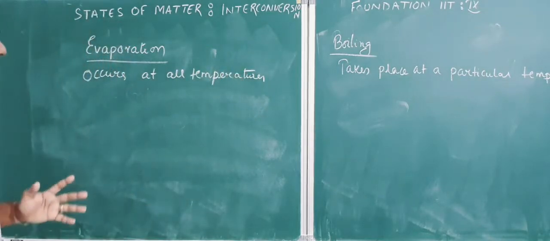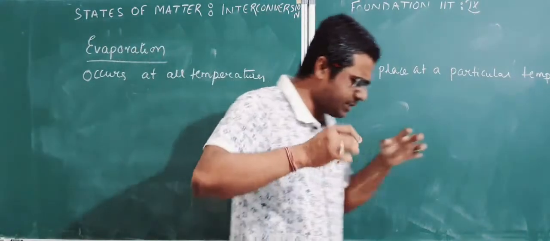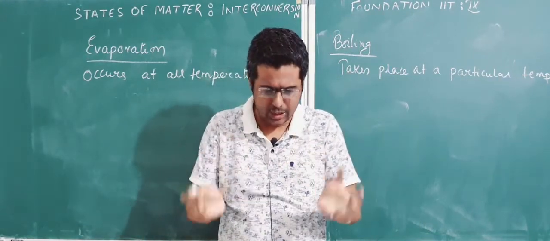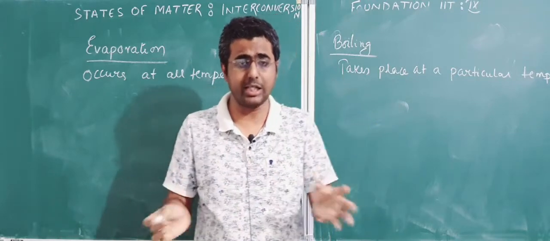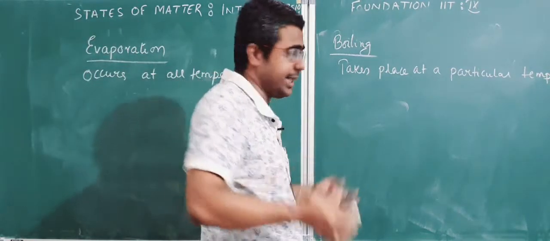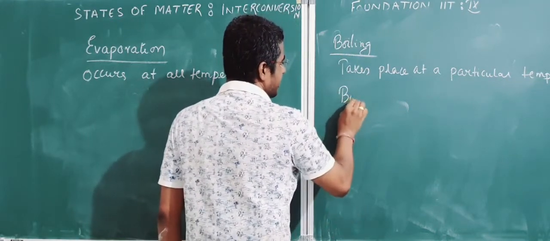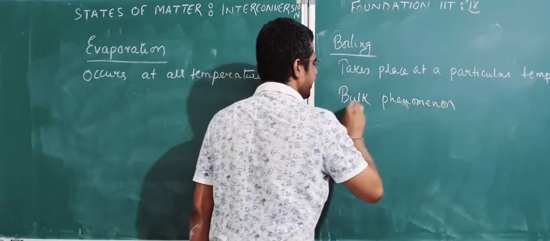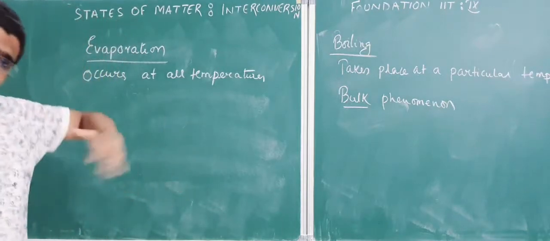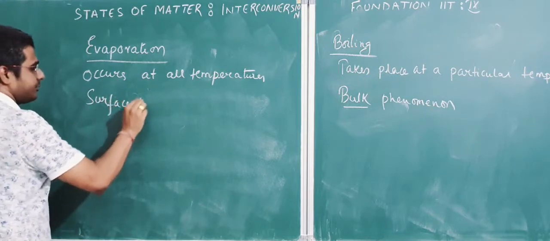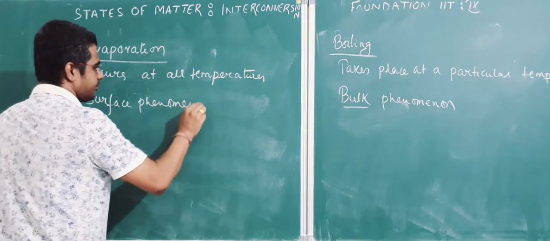Next very important thing: when you boil a liquid, that is a wholesome phenomenon. Boiling doesn't happen only from the surface. The total liquid gets boiled. So this is a very important point. It is not a surface phenomenon. This type of phenomenon, when the total liquid is getting boiled, is called a bulk phenomenon. So boiling is a bulk phenomenon. This is an important word. Whereas evaporation happens only from the surface of the liquid, so it is a surface phenomenon. ठीक है?